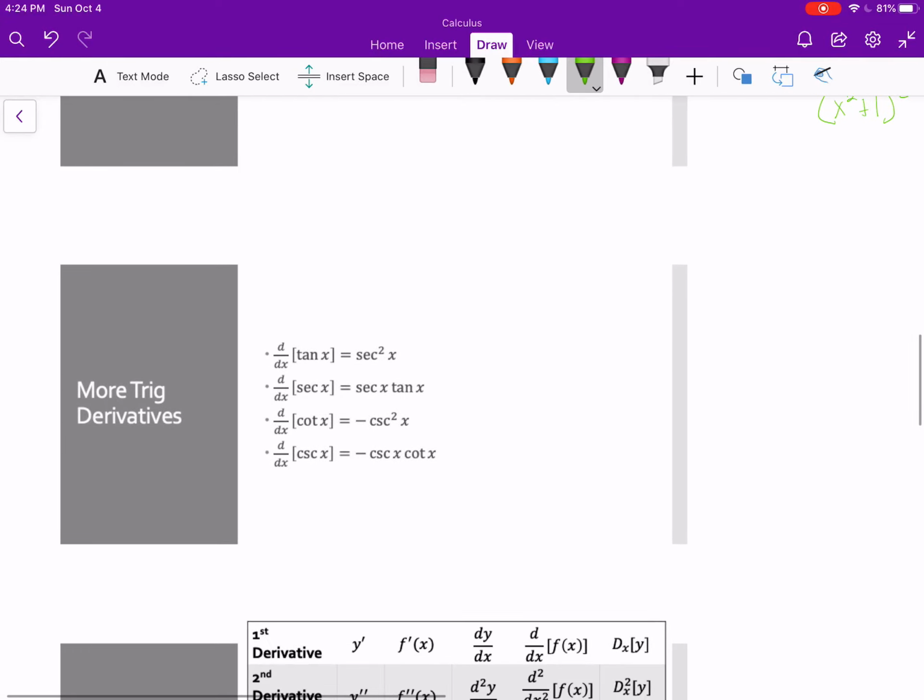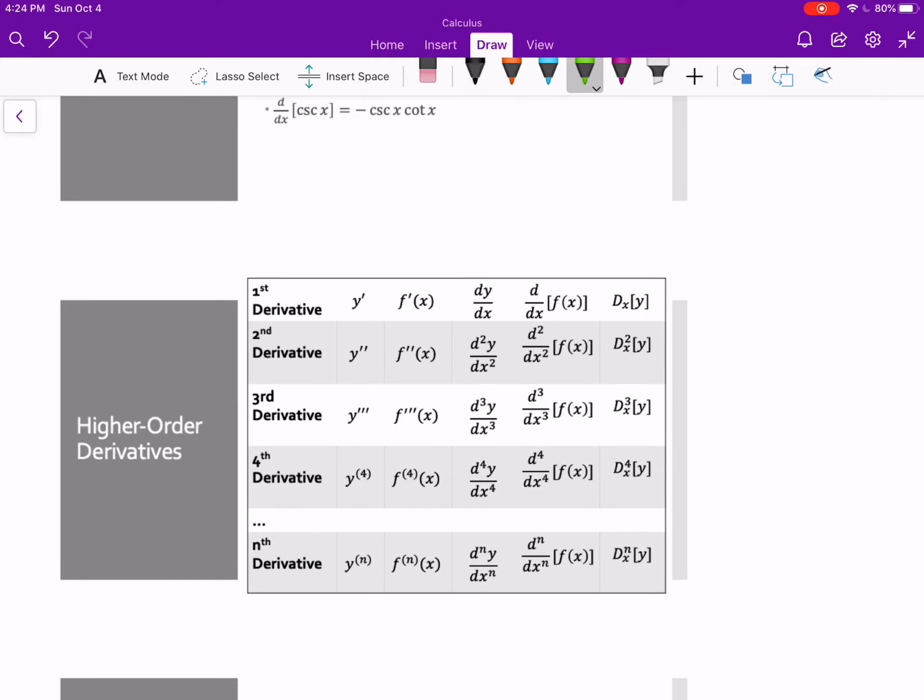And then we have some more trig derivatives to talk about today. So the derivative of tangent is secant squared. The derivative of secant is secant tangent. The derivative of cotangent is negative cosecant squared. And the derivative of cosecant is negative cosecant times cotangent.